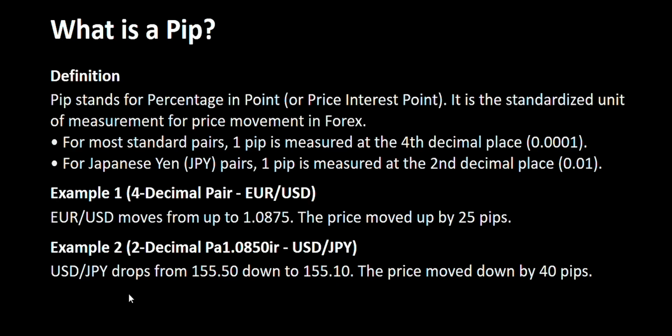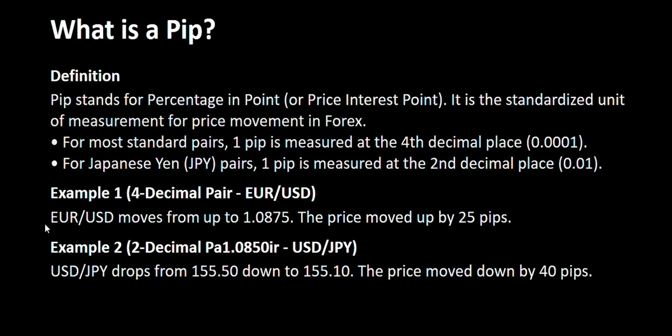So guys, what is a pip? The definition: PIP stands for percentage in point, or price interest point. It is the standardized unit of measurement for price movement in forex. For most standard pairs, 1 pip is measured at the fourth decimal place, that is 0.0001. For the Japanese yen, 1 pip is measured at the second decimal place, that is 0.01.